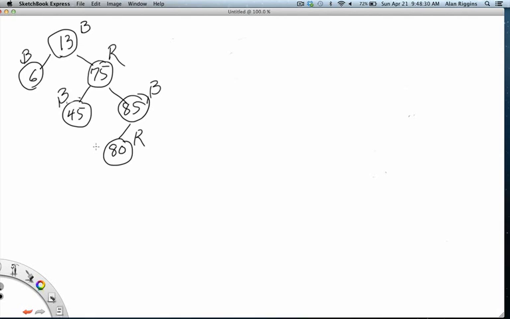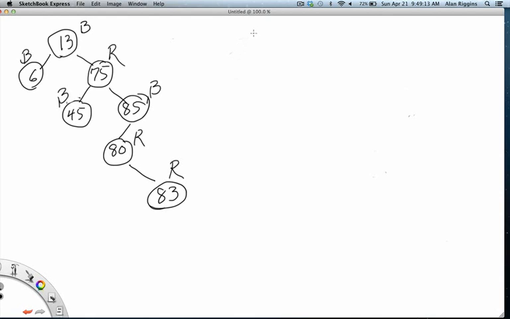Now I want to insert an 83. And of course, new insertions are red, and we have a red violation. Good. So now we're going to have to handle the red violation by rotation, because this is the child, the 83. The 80 is the parent. The 85 is the grandparent. There is no aunt, therefore it's black. A rotation is required. So let's do that.